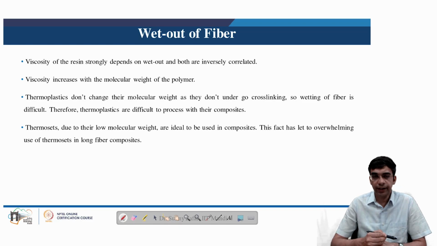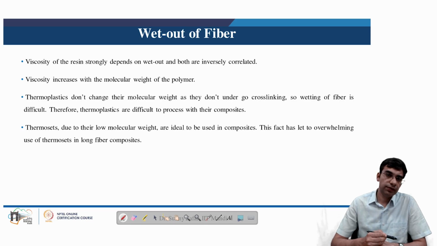It is also known that with an increase in molecular weight, that is the number of monomers in the polymeric chain, the increased molecular weight also impedes the motion of the molecules, thereby increasing the viscosity of the polymer. In general, thermoplastics, as they do not undergo any type of crosslinks, do not change their molecular weight. Therefore, fiber wet out is very difficult. So thermoplastics are very difficult to process with their composites.